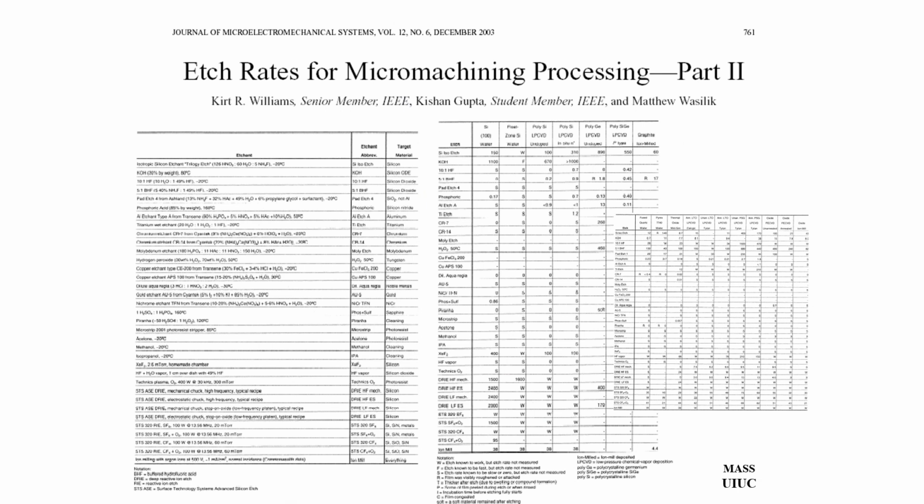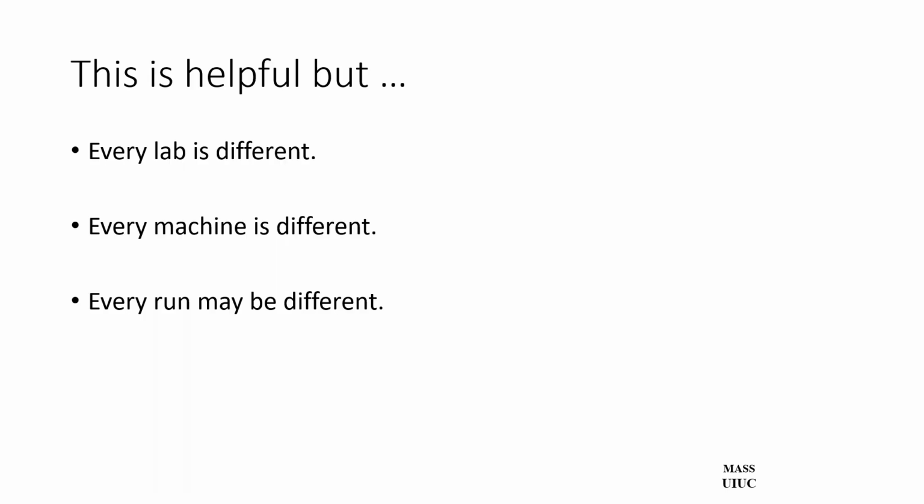The selectivity of etching is very crucial. There are papers published in the past that summarize etch rates for micromachining processes. That's basically a huge table of different etchants on different materials. And this is something that every MEMS engineer should know by heart, especially the ones with good selectivity. For example, hydrofluoric acid does not etch silicon nitride, but etches oxide very selectively. Things like that. This kind of table is helpful.